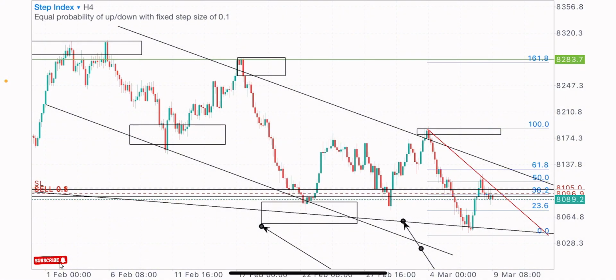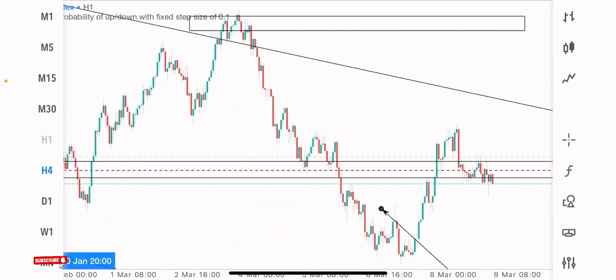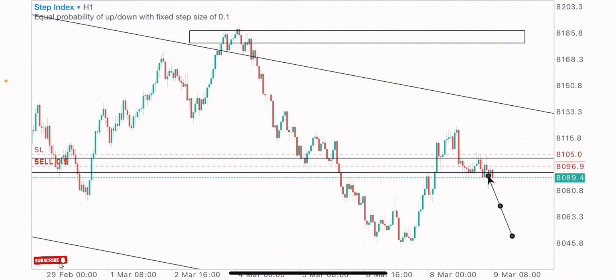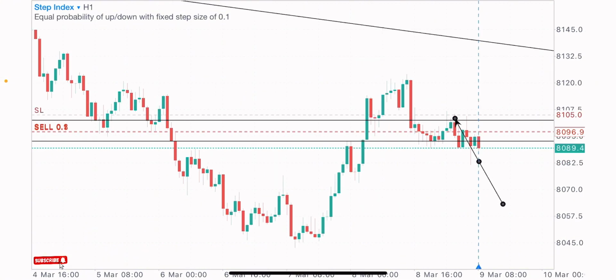So I had my entry at this point. I took my sell trade on step index on the lower time frame, the 1 hour time frame here. I sold this index at this point though we got price retraced a couple of times. I had my entry here earlier, which was last night, right? And we got price retrace at this point that almost got us stopped out.